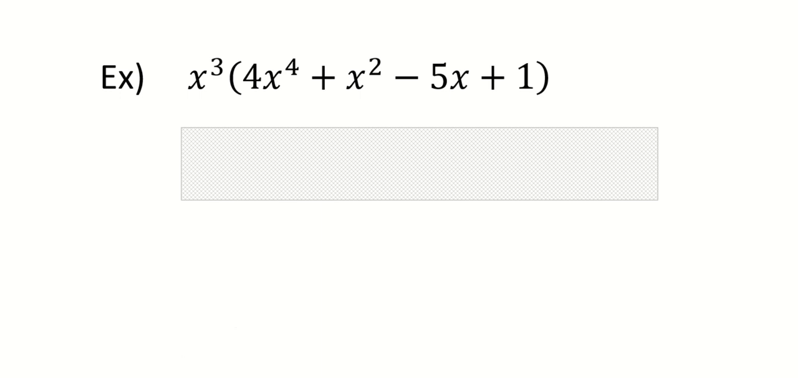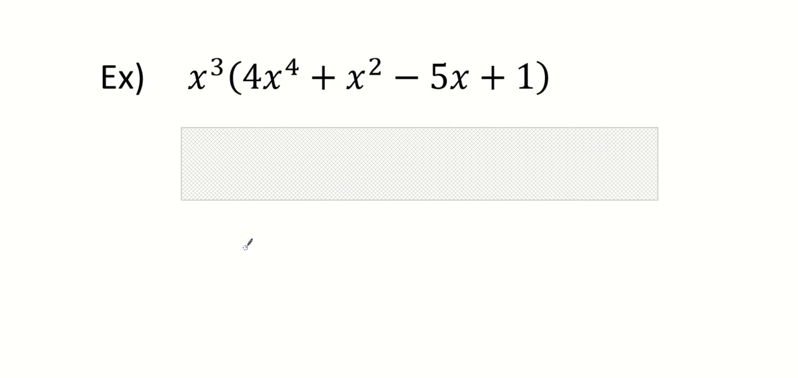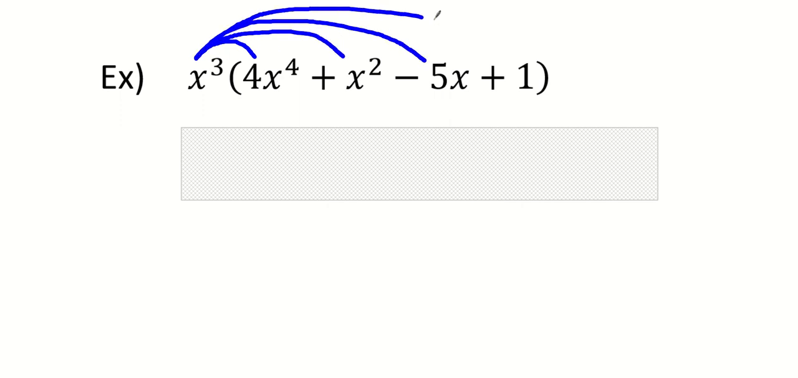As usual, feel free to pause as needed. Again, I don't think in these last two examples there's going to be anything new to explain, like no other plot twists or curveballs, really. So here we're just doing x to the third power times all 4 terms in the parentheses.